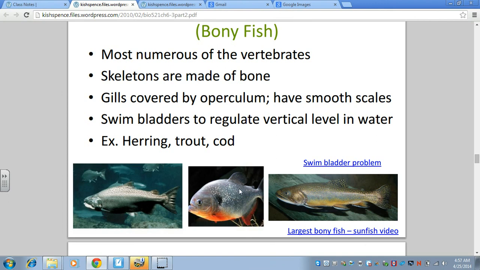Another unique feature for the bony fish is that they have swim bladders. The swim bladders allow them to go up and down in the water column. This is for a lot of bony fish, but not all of them have it.